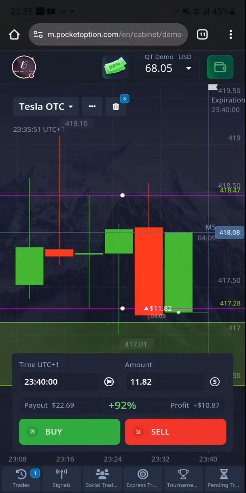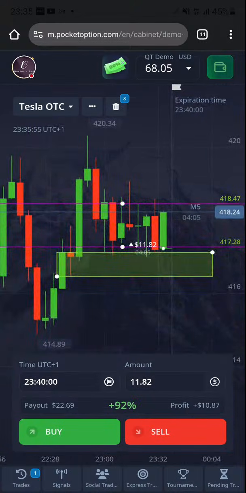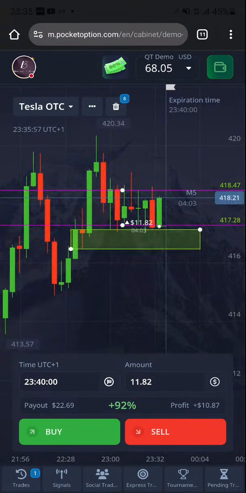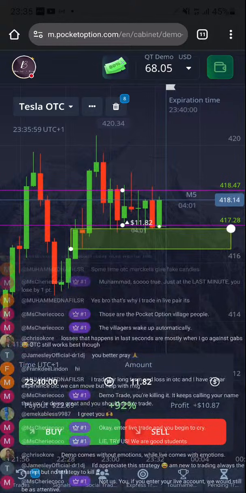So look at that same doji candle I was talking about now. That's why I'm taking this trade again. Why? Because we have a demand area down here.